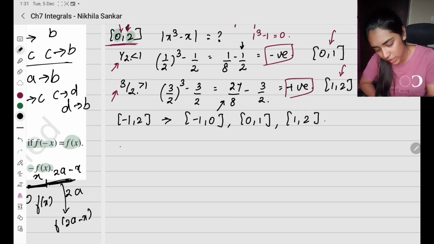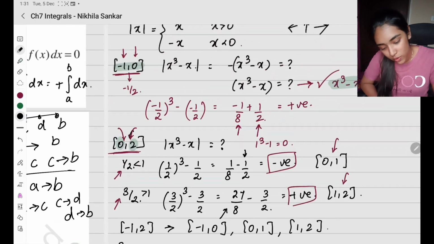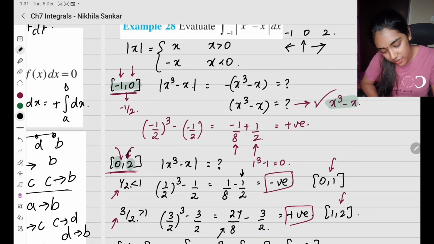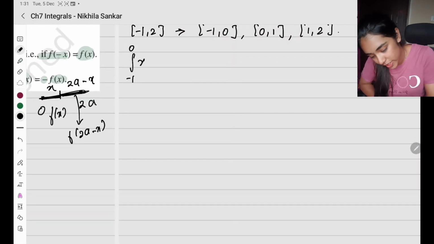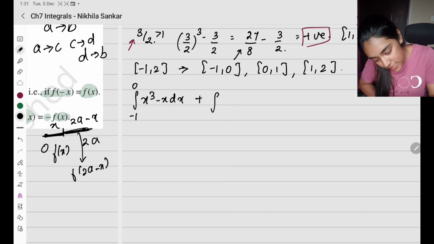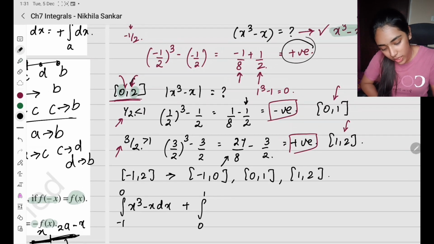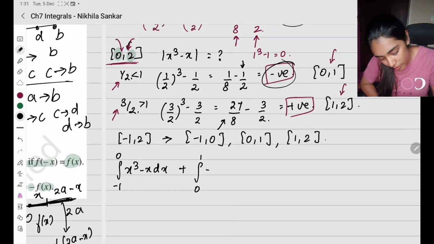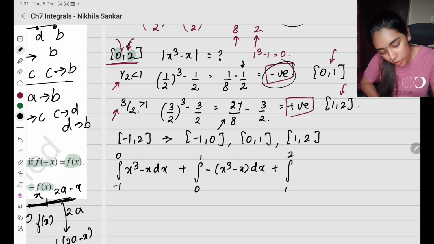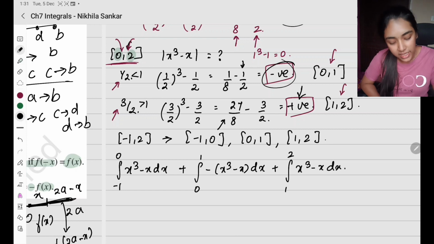Okay, so how does my integral look like now? Minus 1 to 0, what is there? It is going to be positive. Minus 1 to 0 it is going to be positive. So I have x cube minus x, so x cube minus x dx. Next interval is going to be plus 0 to 1. In 0 to 1, what happened? In 0 to 1 it is going to be negative. So I have minus of x cube minus x, so minus of x cube minus x dx plus integral 1 to 2. In 1 to 2 it is going to be positive. So I have x cube minus x times dx.